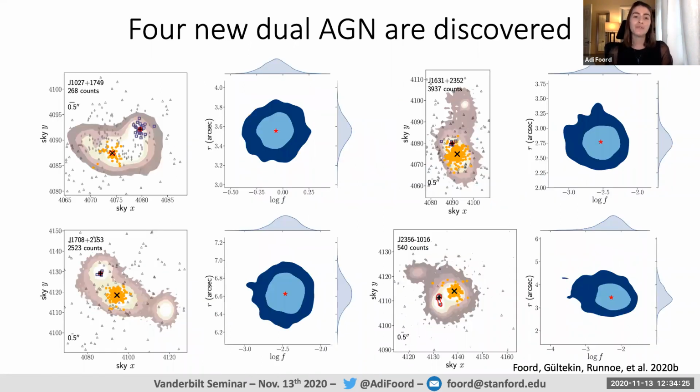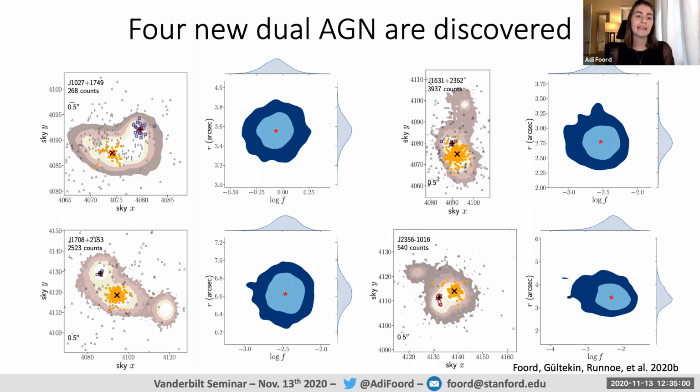So excitingly, 4 new dual AGN were discovered through this analysis. And similar to earlier, on the left-hand side, I'm showing you the unbinned Chandra data, where the counts most likely associated with the primary are shown in yellow circles, and those most likely associated with the secondary are shown in open-faced purple squares. I'm also overplotting the SDSS optical image contours that you're seeing in that brown/pink contour. And then on the right-hand side, I'm showing the joint posterior distributions for separation and for count ratio.